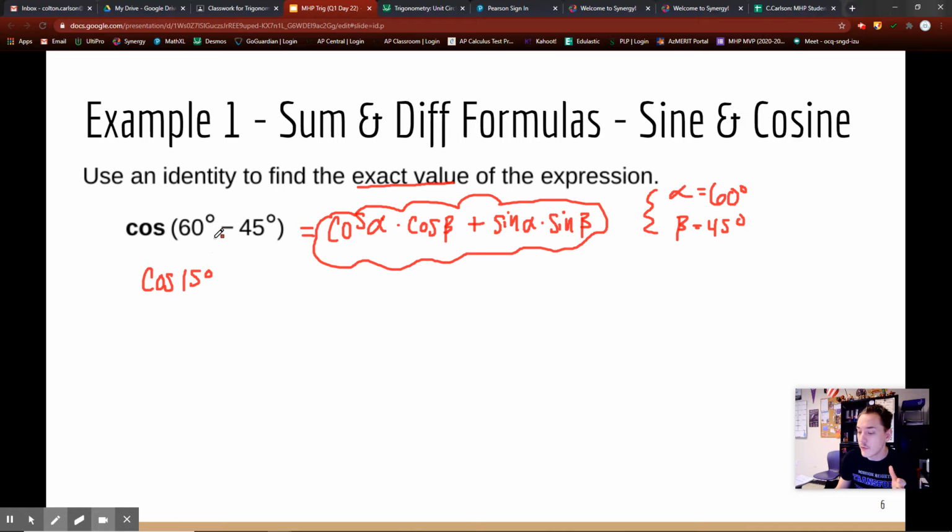Now, I'm not sure if your actual TI-36X Pro can do that. So let me just do it real quick. I'm in degrees. Let's just do cosine of 15. Yes, it does. So it will show you the exact value here.